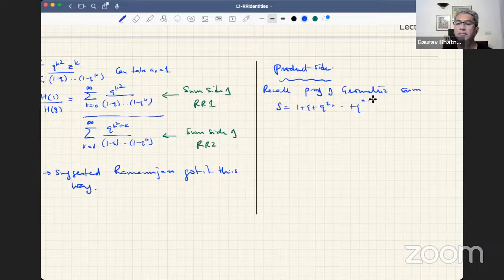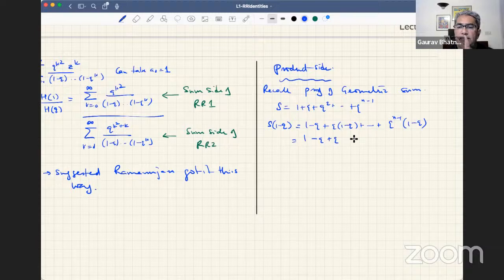If I multiply by 1 minus q, I'll get 1 minus q, plus q times 1 minus q, plus so on, up till q raised to n minus 1 times 1 minus q. So this 1 minus q plus q, and then there are higher powers of q. This is the critical one. This gets cancelled, so you get 1 plus higher powers.